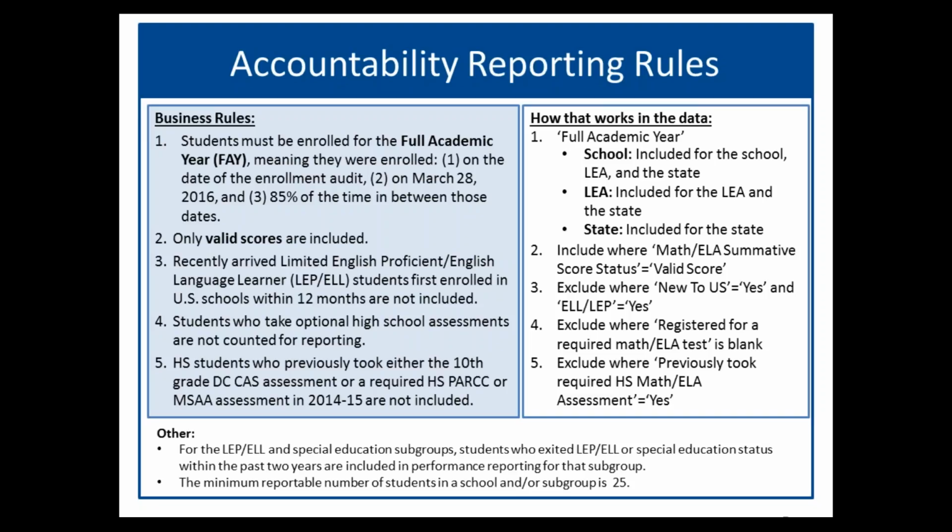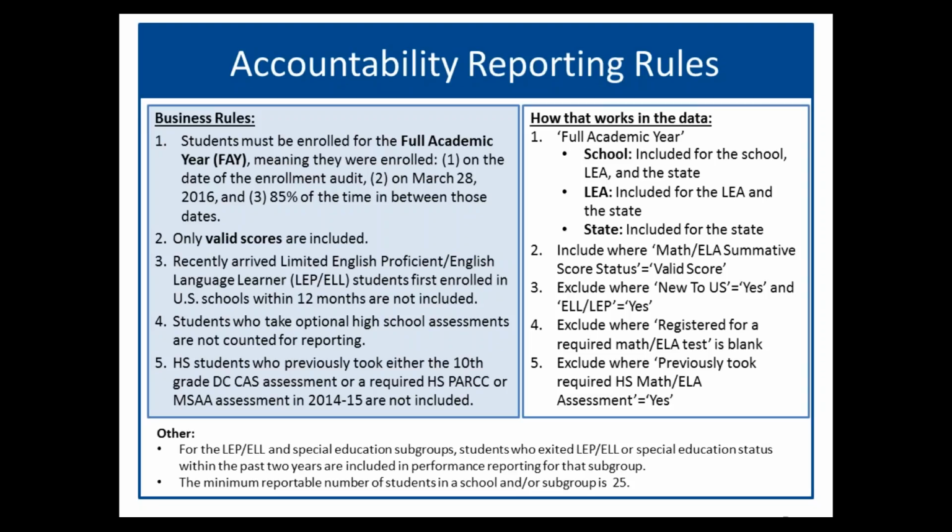So if you look at how that plays out in the data, there's a full academic year column, and it will be school, LEA, state, or none. If a student is listed as having a full academic year of school, that means they're eligible to be included at the school, LEA, and state level for reporting. That means the student was enrolled at the same school at the time of the enrollment audit, on March 28th, and for 85% of the time in between.